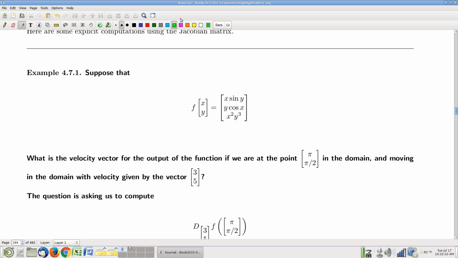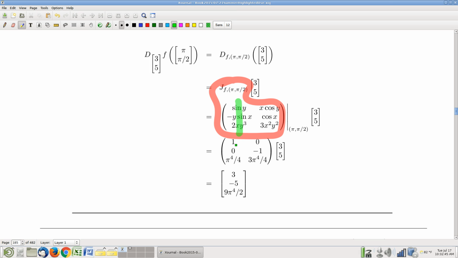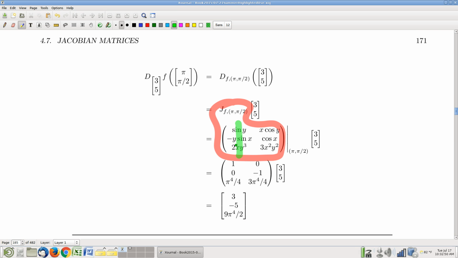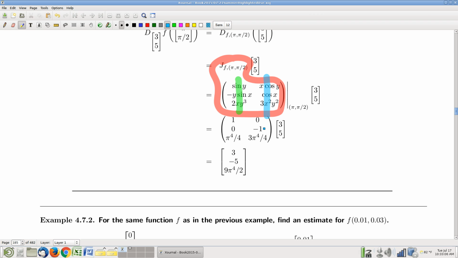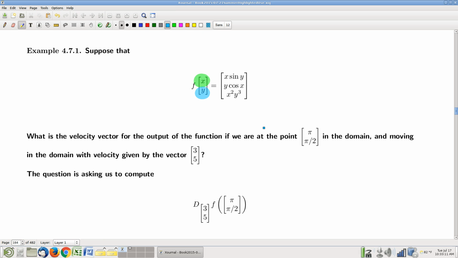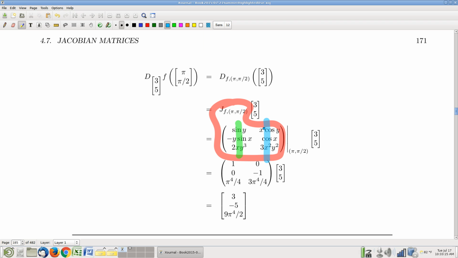Let's do these one at a time. The partials with respect to x: sine y, negative y sine x, and 2xy cubed. First column. All right, so first input variable, first column. Likewise, second input variable, partials with respect to y: x cosine y, cosine x, 3x squared y squared. Second column. All right, so input variables that you're taking partials with respect to give you columns of the Jacobian matrix. Super easy to write down. Multiply the Jacobian by the velocity vector. A little bit of matrix multiplication, plug in, a little bit of arithmetic, bam, you're done. You don't have to parameterize anything. Everybody on board?